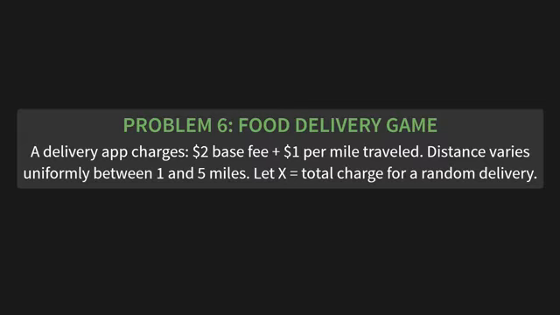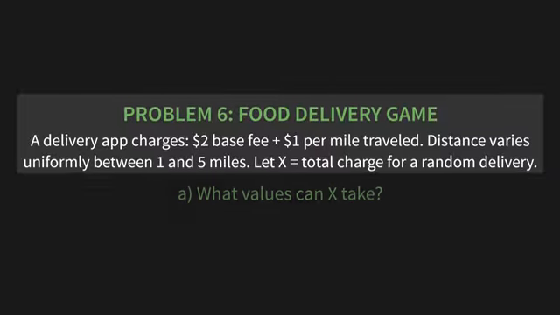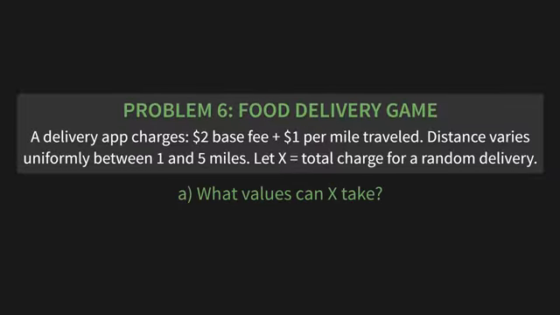All right, let's talk about something we all do, ordering food delivery. A delivery app charges a $2 base fee plus $1 for every mile traveled. And here's the thing, the distance varies uniformly between 1 and 5 miles. You never know if you get the place right around the corner or the one across town. Let X equal total charge for a random delivery. So what values can X take?